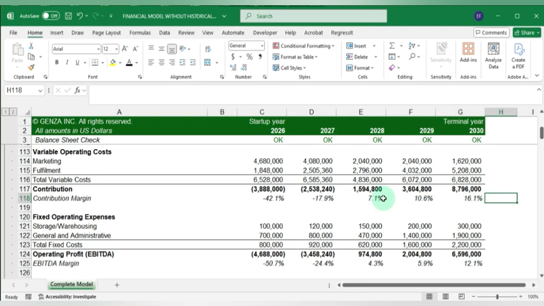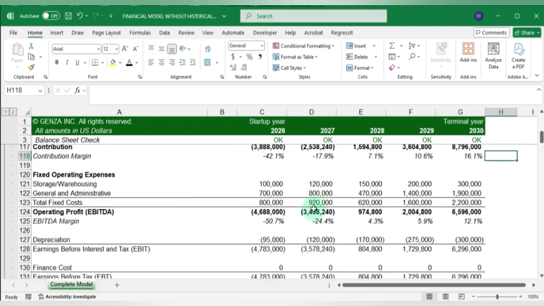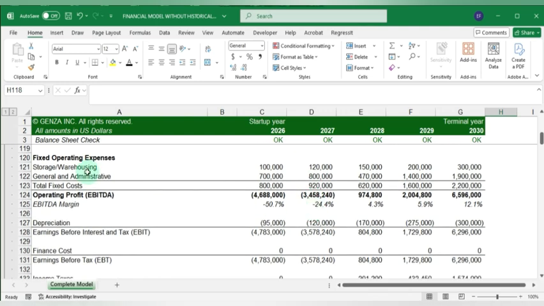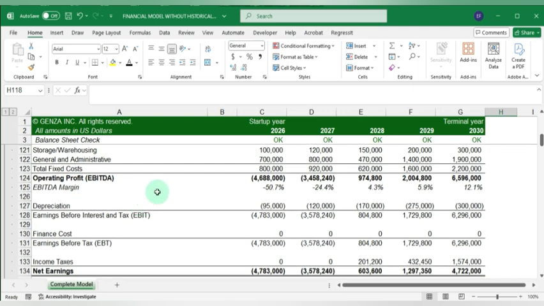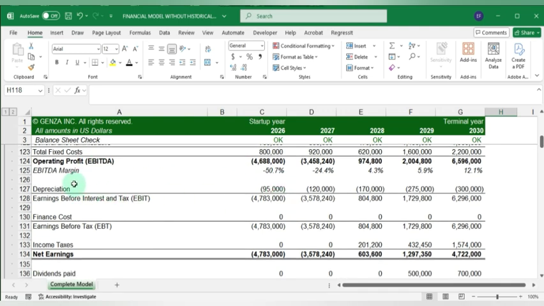This is a new business, so it is usual for a new business to incur losses initially before progressing into making profits. So that is usual. Then we calculated our contribution margin, as you can see there. Then we have our fixed operating expenses, which comprises two items. With that, we are able to calculate our operating profit or earnings before interest, taxes, depreciation, and amortization, or EBITDA for short. Then we have our EBITDA margin.